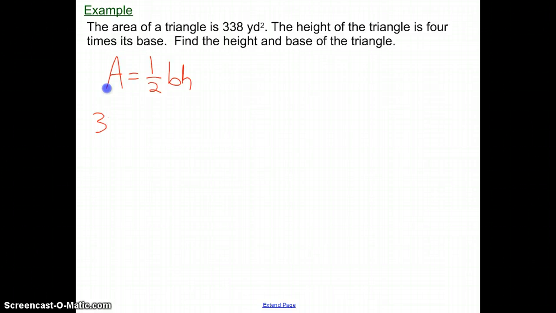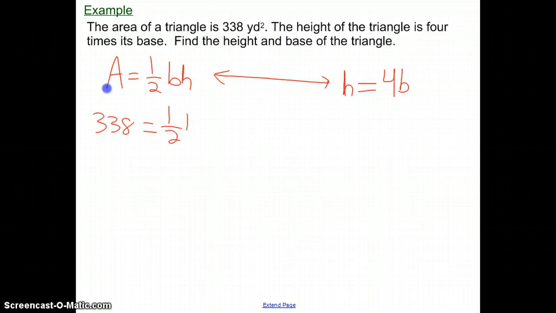We know the area is 338. That equals 1/2 the base. The base and height, well, we know something about them. We don't know their actual values, but it says the height of the triangle is 4 times its base. So what we're going to do is essentially a system of equations. We're going to do the substitution method. Okay, we have, and I'm going to curve this arrow down here, this equation here, the 338 equals 1/2 base times height. That's two variables in one equation. So make the substitution. Take out the h, replace it with 4b.